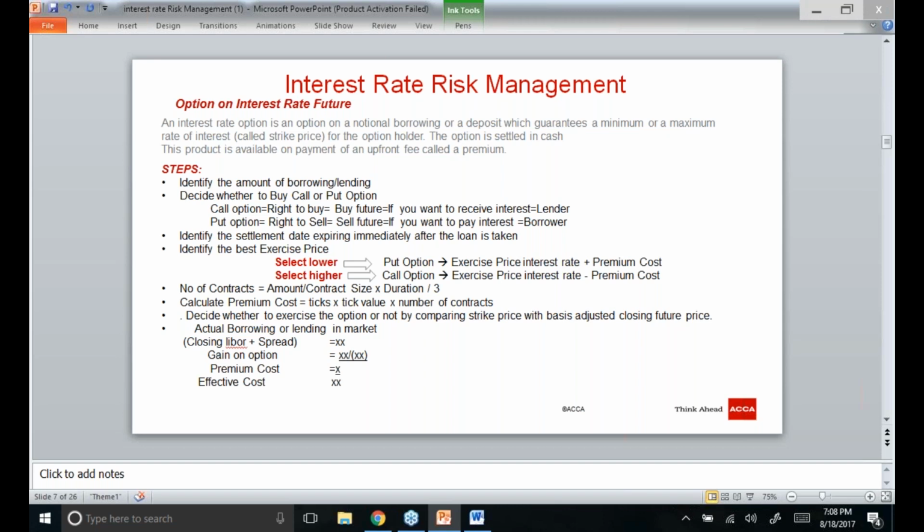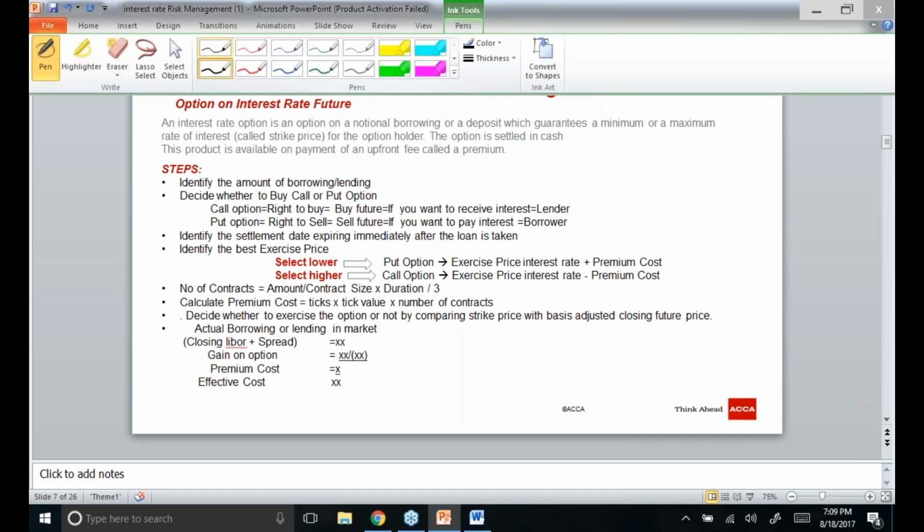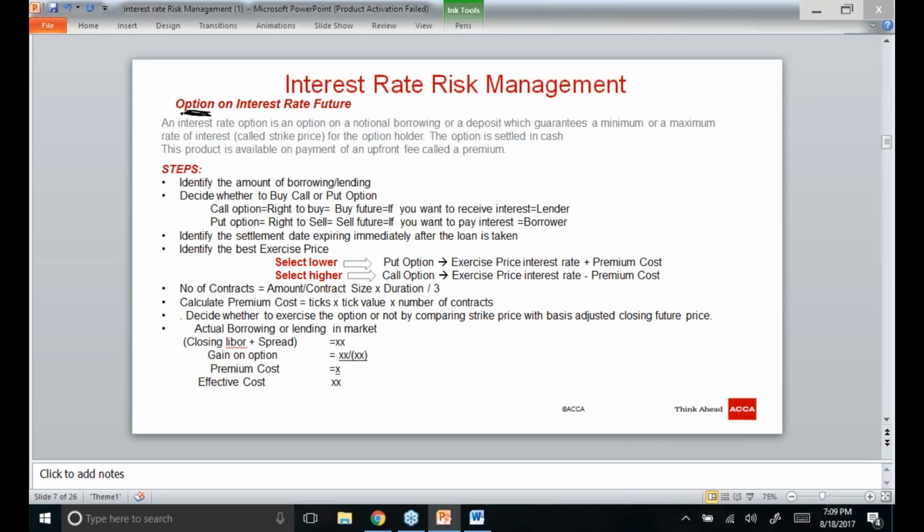Okay, the option on interest rate future. This is one derivative on another derivative. Do not book interest rate future directly. Buy option on that interest rate future. And if that option is in the money, if that option is beneficial, use that option. Otherwise, go to the normal market. So this is the concept. We are going to buy option on the interest rate future. This is a derivative on another derivative.